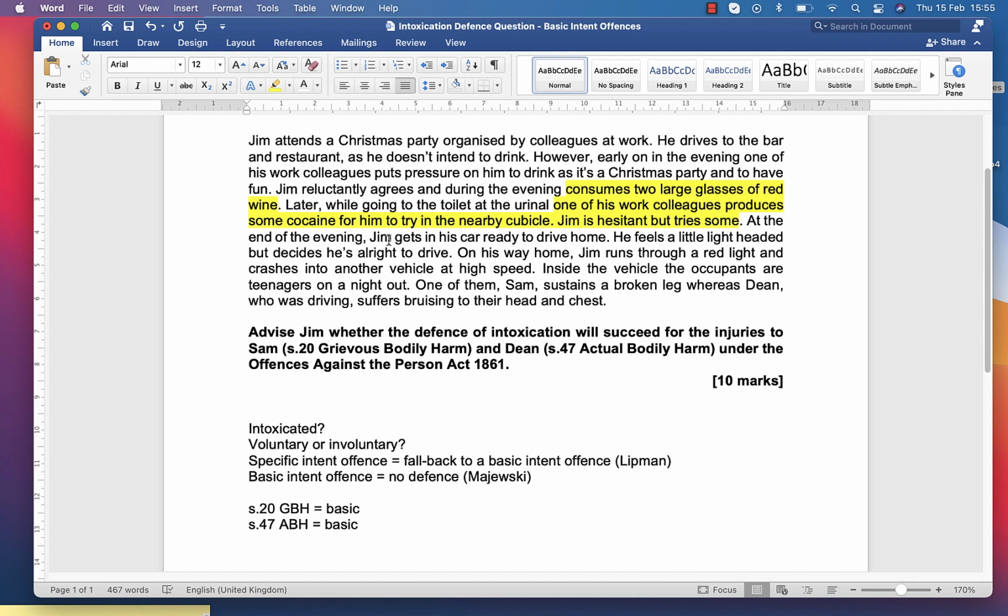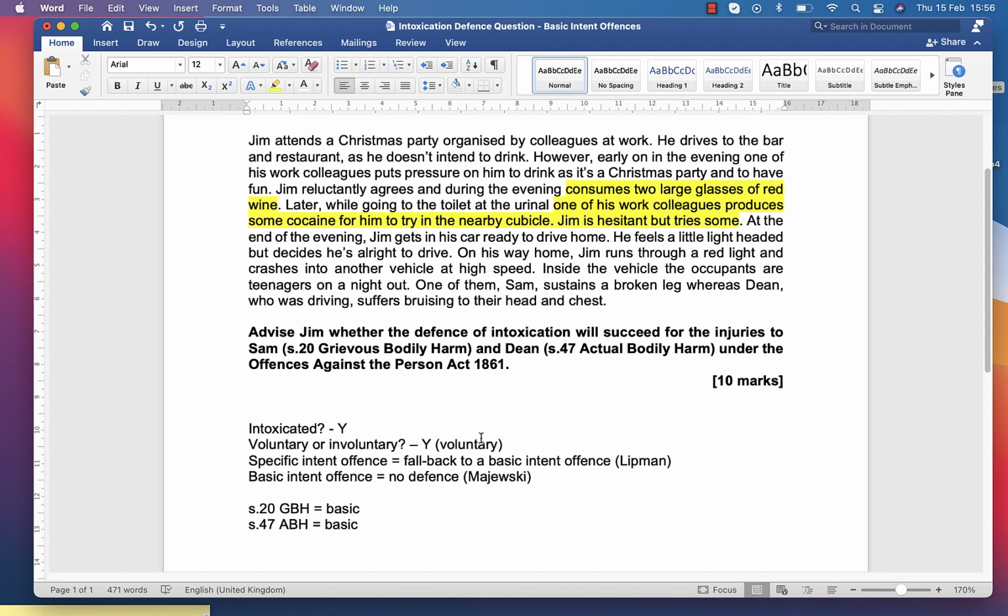Now, interestingly for this problem scenario, it's clearly voluntary because Jim is at this Christmas party, and despite the pressure put upon him by his work colleagues, in 2 instances here, he chooses freely to drink that wine and to take that drug, the cocaine. So we are dealing with intoxicated. I'm just going to put here, as an aid, sort of memoir, yes, voluntary, so you can see how I'm going along here.